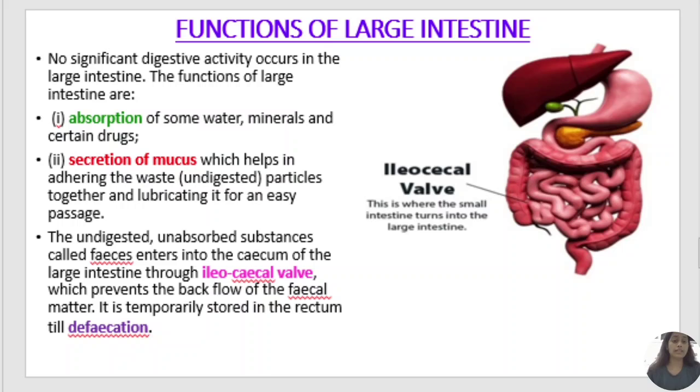Then the undigested unabsorbed substances, called feces, enter into the cecum of the large intestine through the ileocecal valve. So why is it called the ileocecal valve? Because this is where the small intestine turns into the large intestine, and it is located between the ileum and the cecum. So the name goes ileocecal valve. Now it prevents the backflow of the fecal matter. So a valve just prevents the backflow. The feces are temporarily stored in the rectum till defecation.